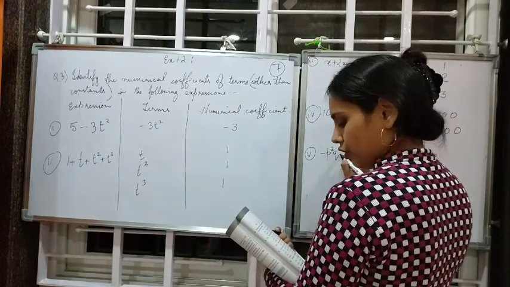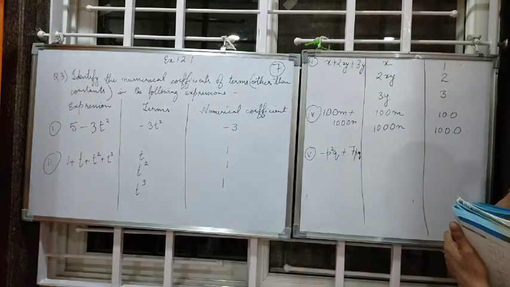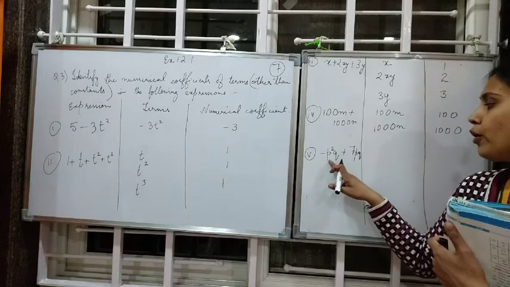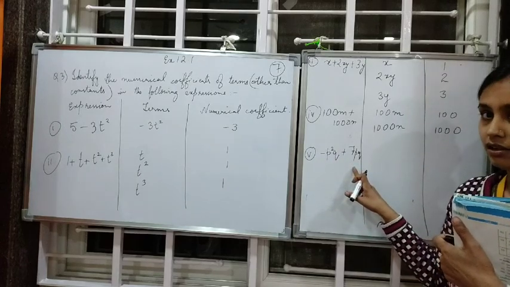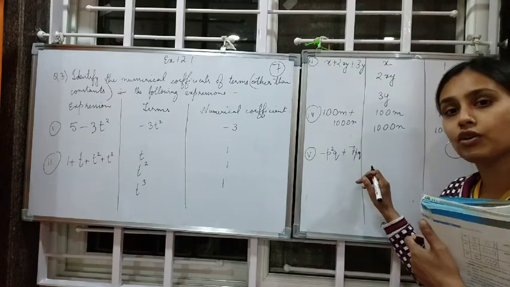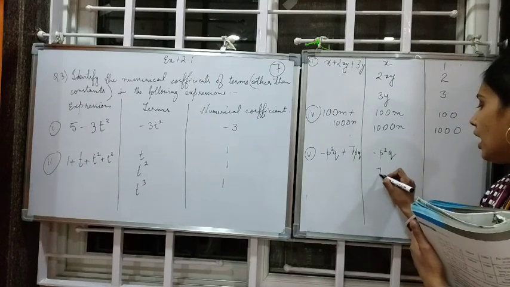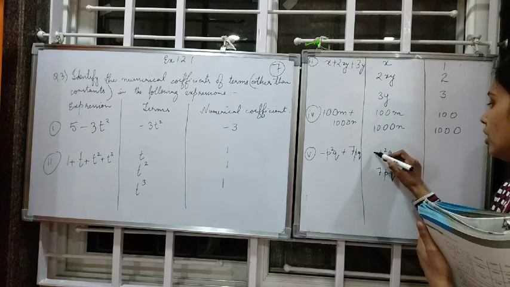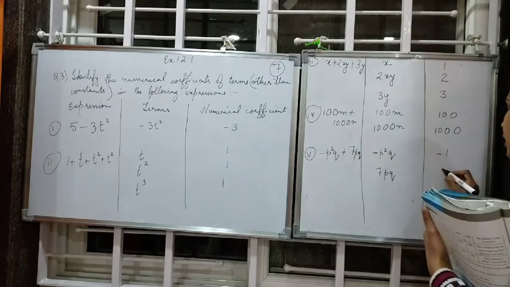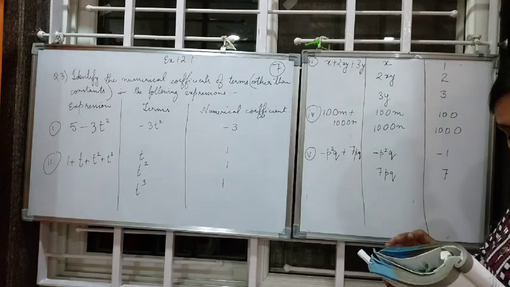Minus p square q square plus 7pq. So we write the expressions which are other than constants. Both the expressions are not constant terms, they are terms including variables. So we write both the terms, minus p square q square and 7pq. So here what is the numerical coefficient? Minus 1, and here the numerical coefficient is 7. Then we do the next one.